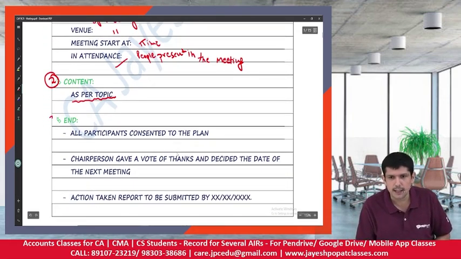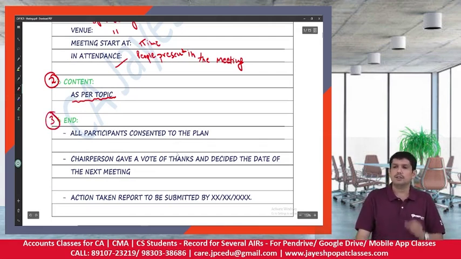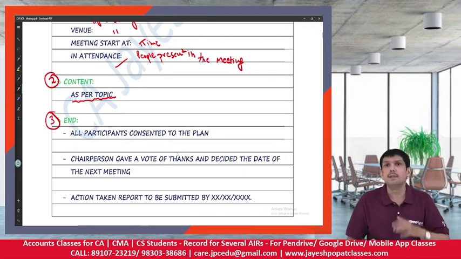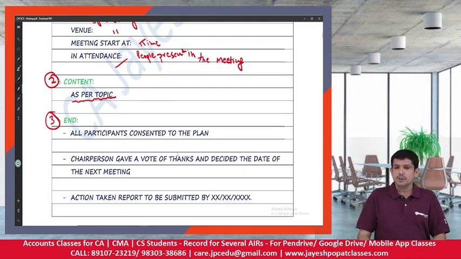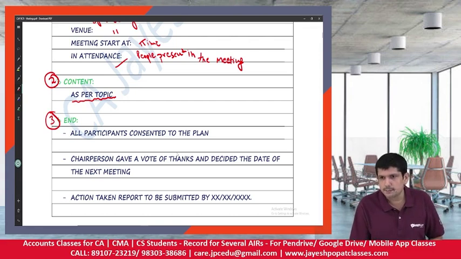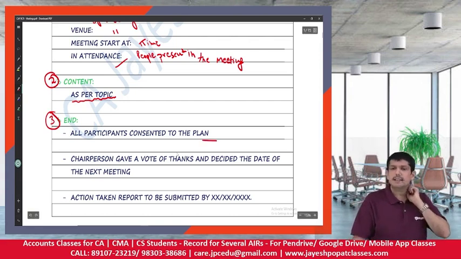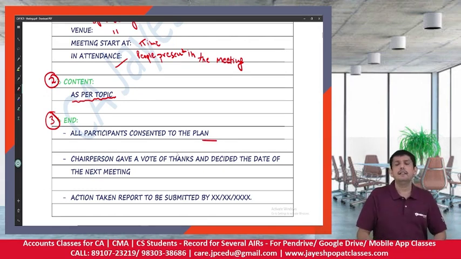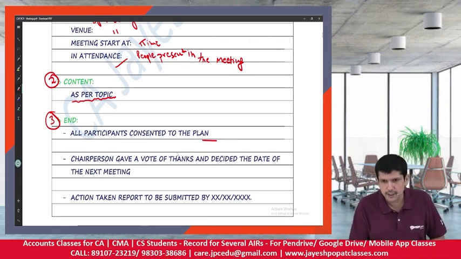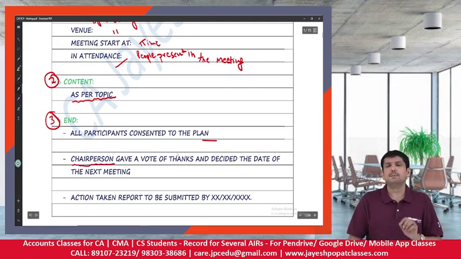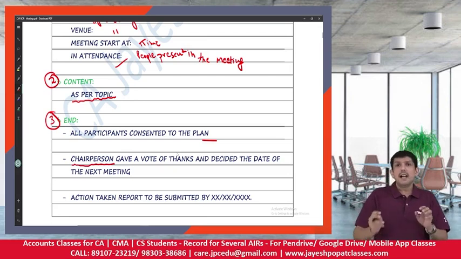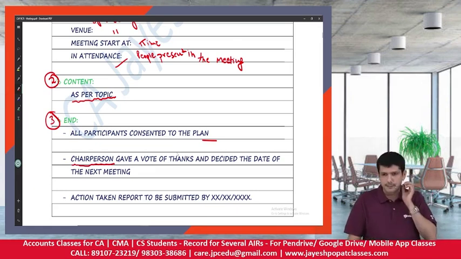There are certain common end points which are generally used to conclude the minutes of the meeting, right? Maybe there was a plan of action which was discussed, so you could say that all the participants consented to the plan, so everybody agreed with the plan. The chairperson, who is the chairperson? Chairperson is generally the senior most person present in the meeting, and he is made responsible for the orderly conduct of the meeting, right?